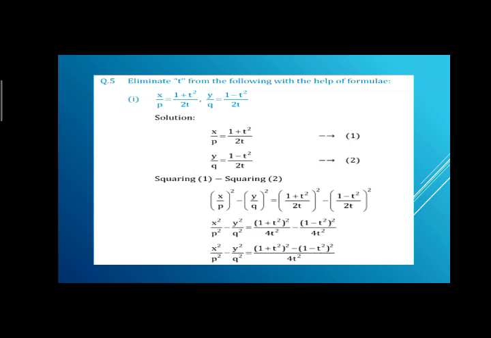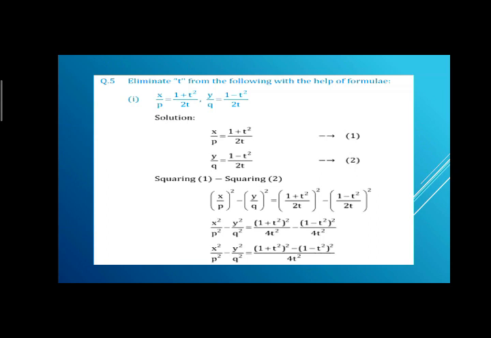In question number 5, you have to eliminate t from the following with the help of the formula. So here the equations are x by p is equal to (1 plus t square) divided by 2t and y by q is equal to (1 minus t square) divided by 2t. Here we have two equations, firstly square equation number 1 and equation number 2, and then compare both equations. So here we apply both these steps in a single step, that is squaring and subtracting both the equations.